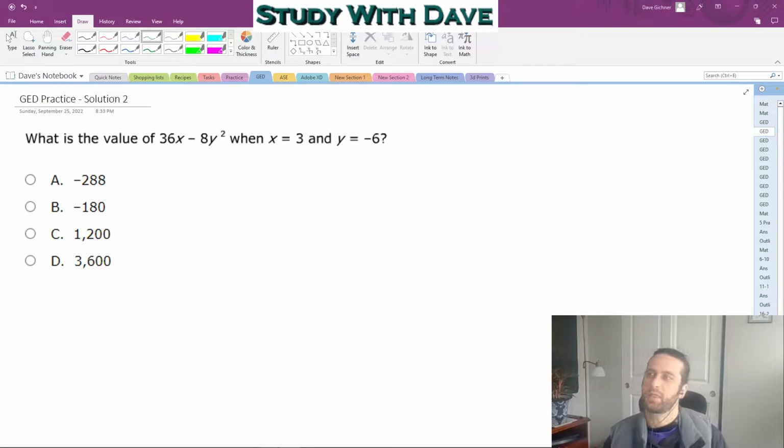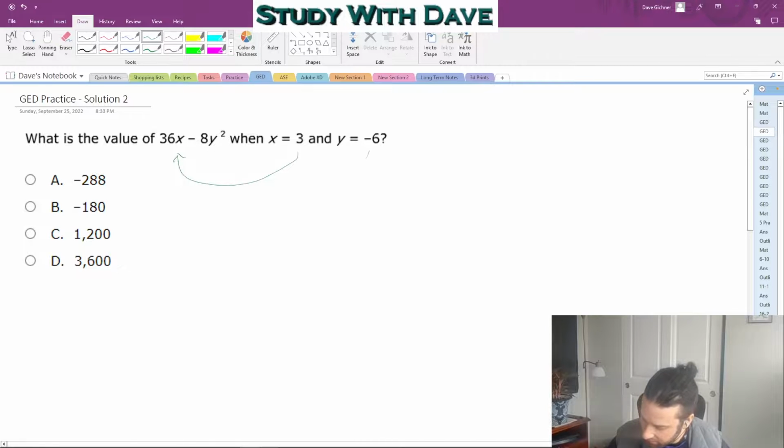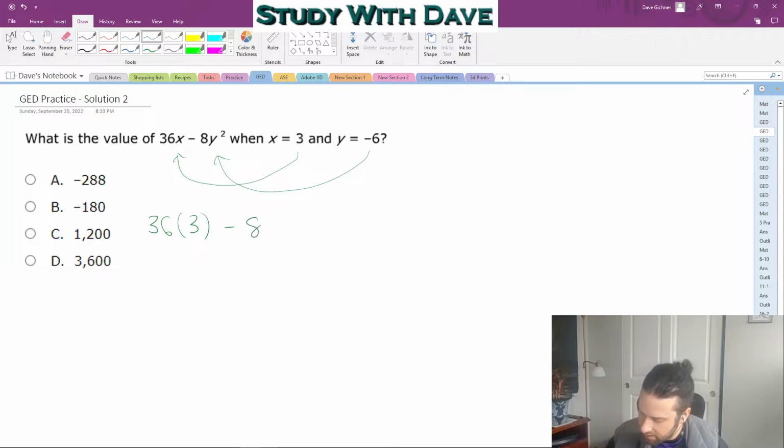Okay, number 2. What is the value of 36x minus 8y squared when x equals 3 and y equals negative 6? So for this one, we're just going to plop 3 into x and negative 6 into y. And I like to use parentheses just because it helps make things a little bit more clear. So 36, and we'll put this 3 right here into x, minus 8 times negative 6 squared.